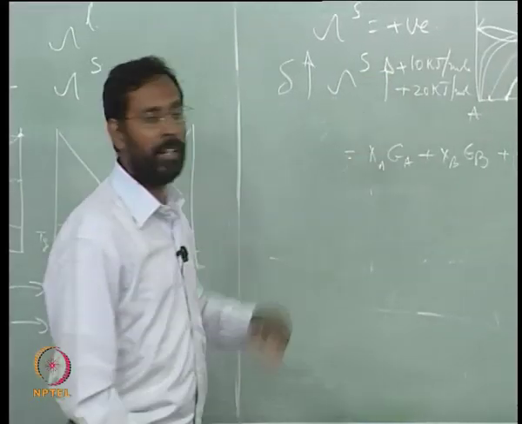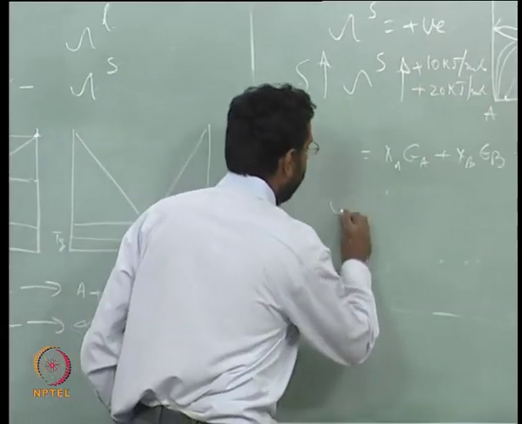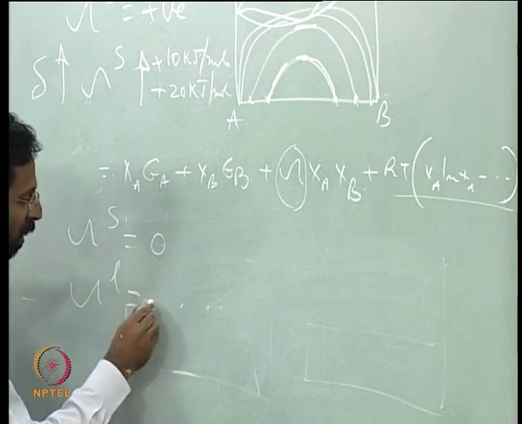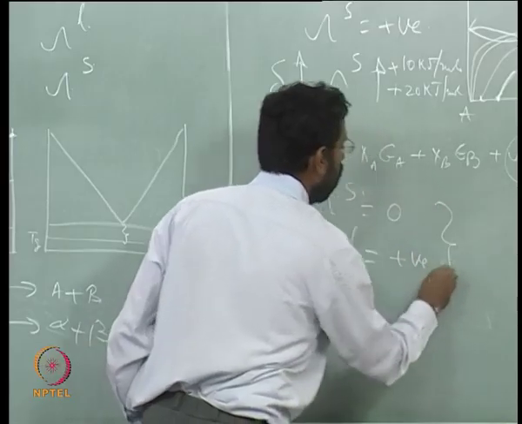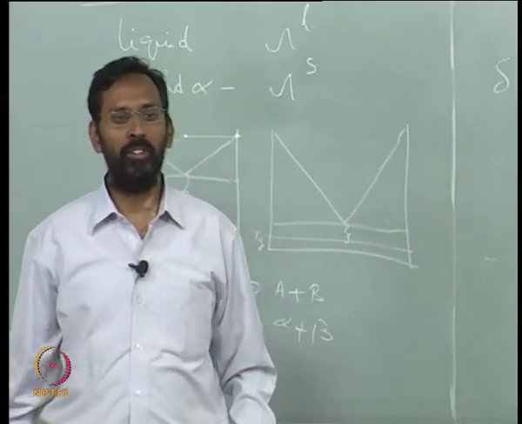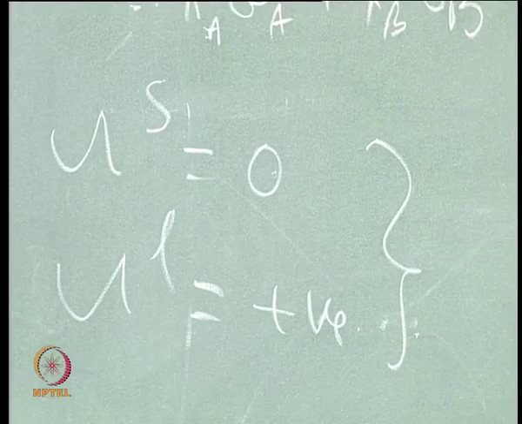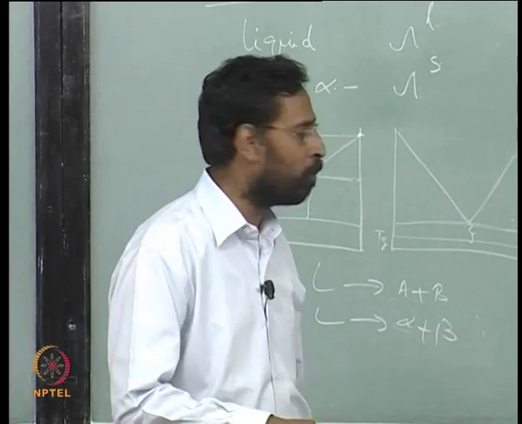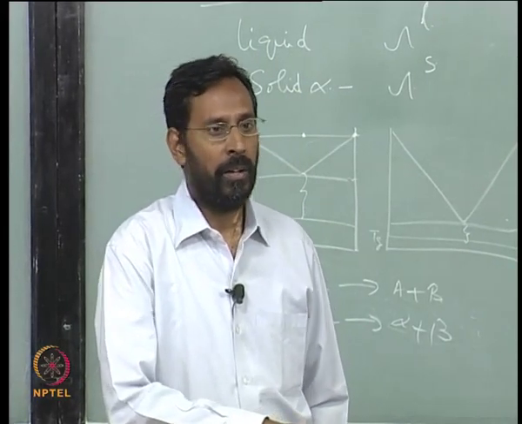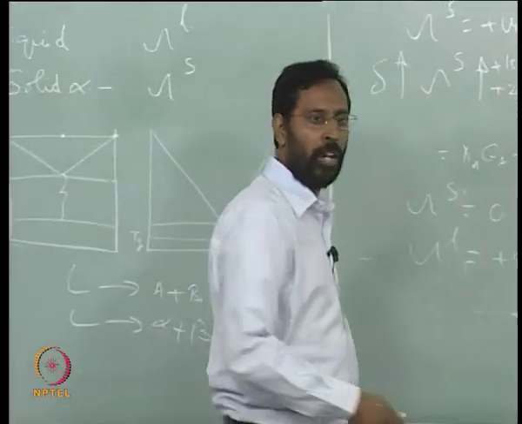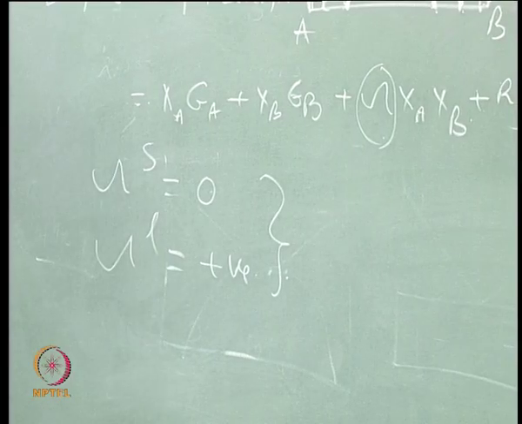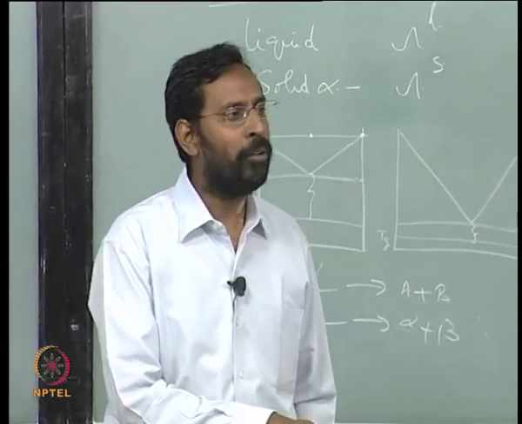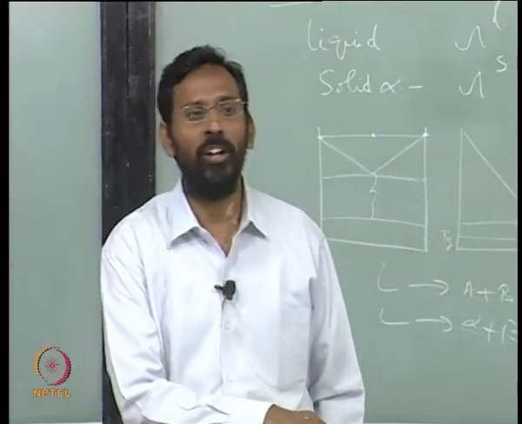So, now if you look at this case, if I assume a case like this, which I cannot actually assume, this looks absurd to anybody. But why should it look absurd? When I say omega s equal to 0, omega L is positive. When you say omega L is positive, that means A and B are repelling each other in a liquid state. If A and B repel each other in a liquid state, automatically they repel each other in the solid state also.